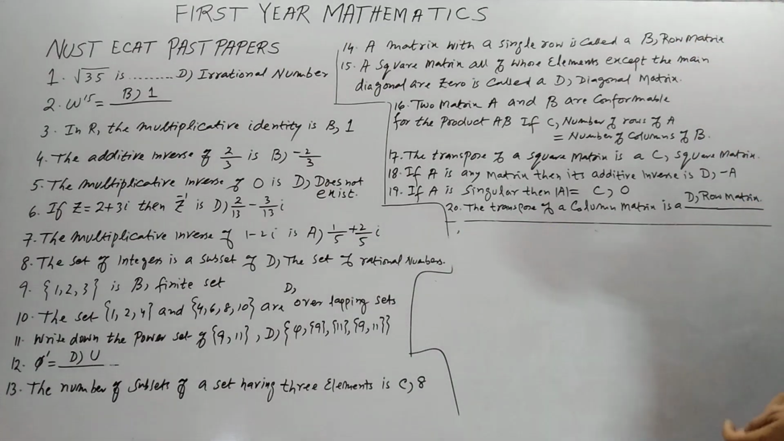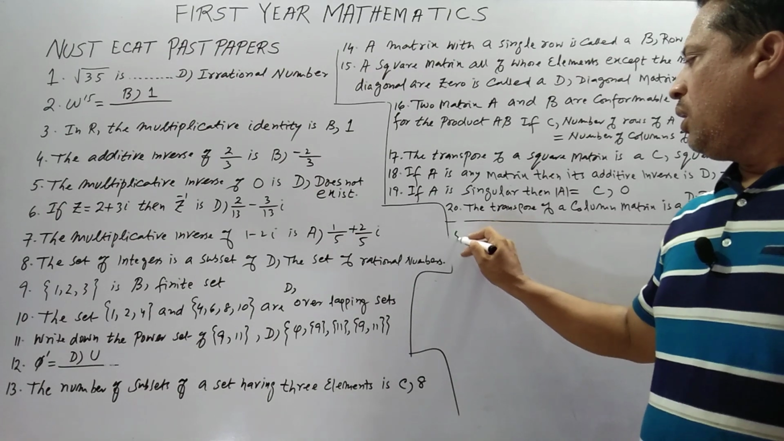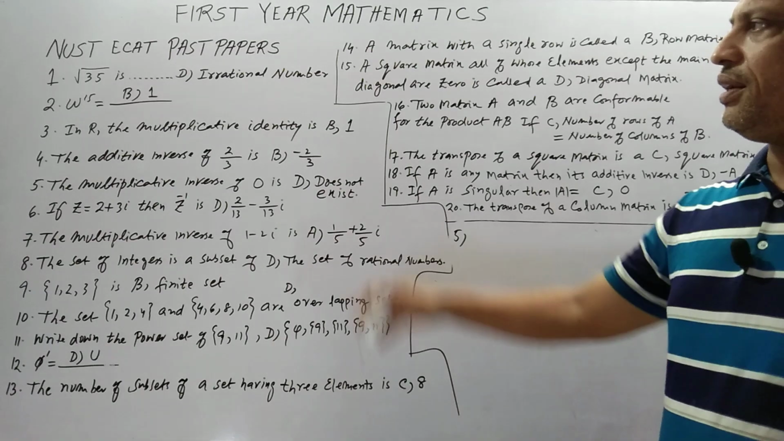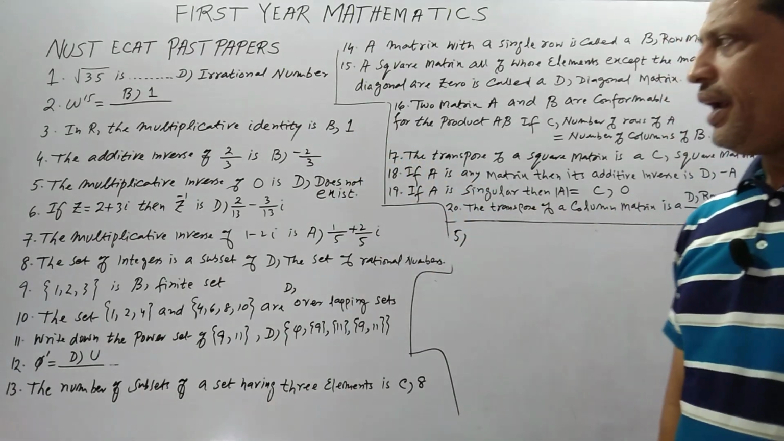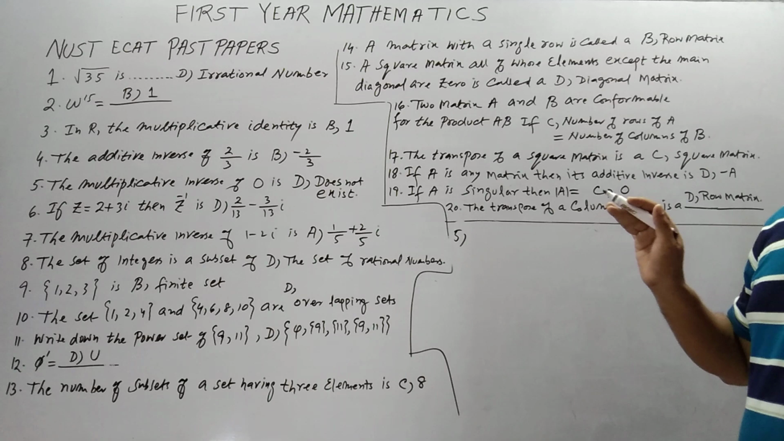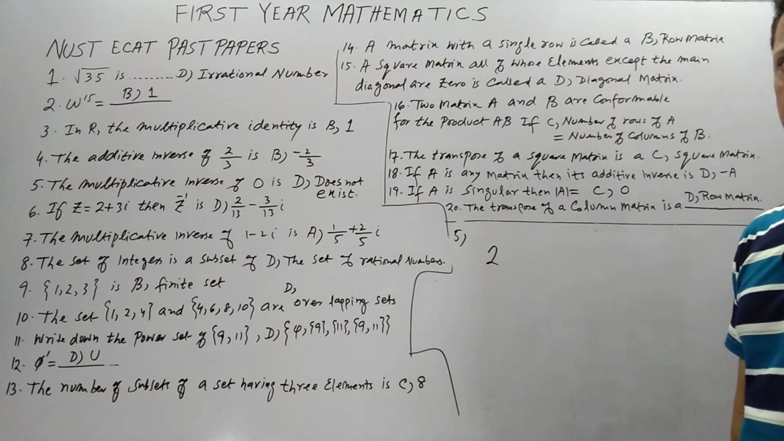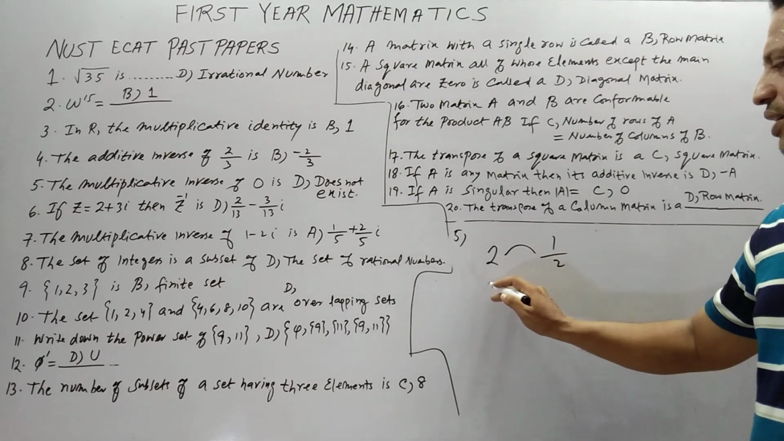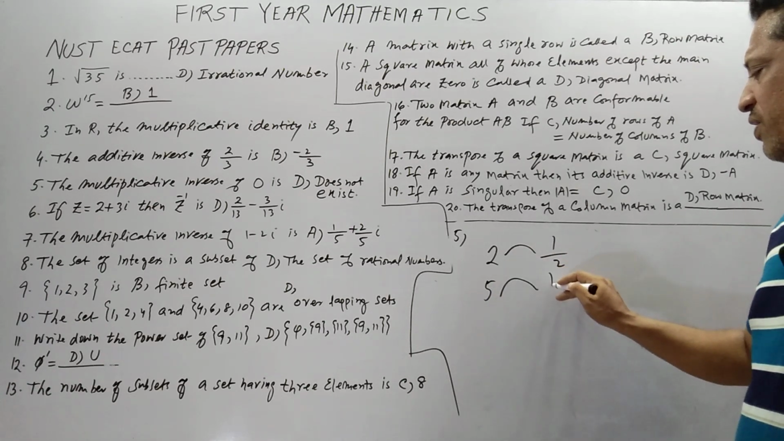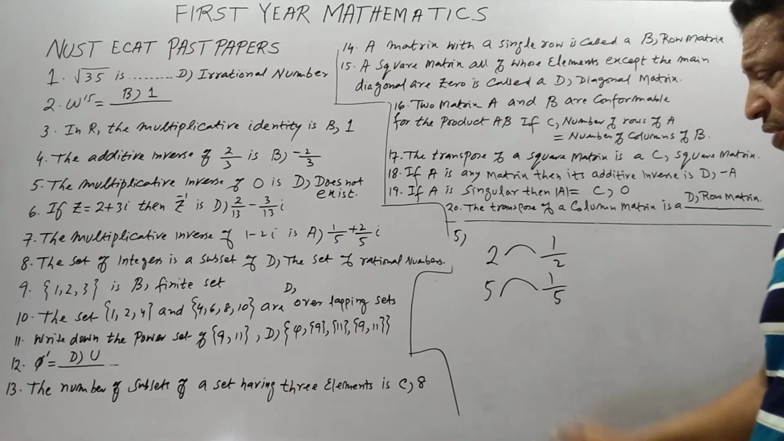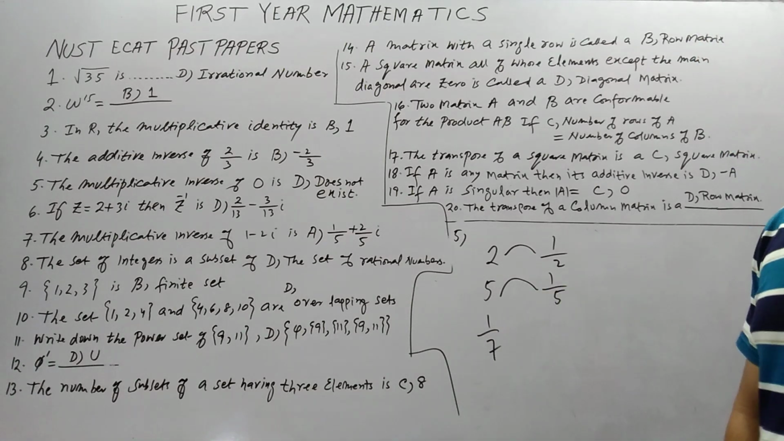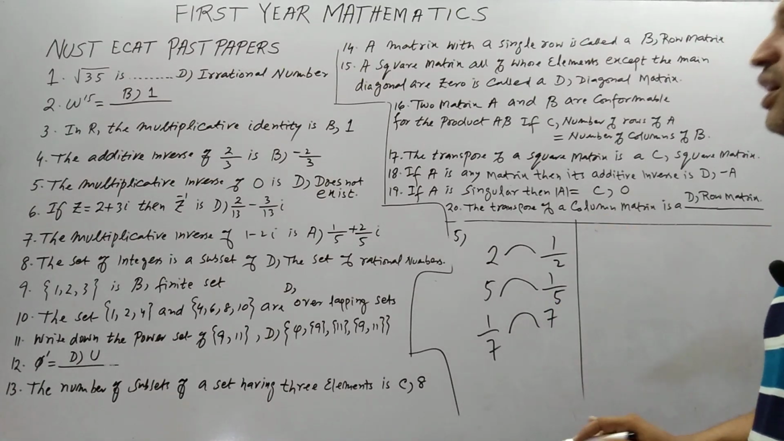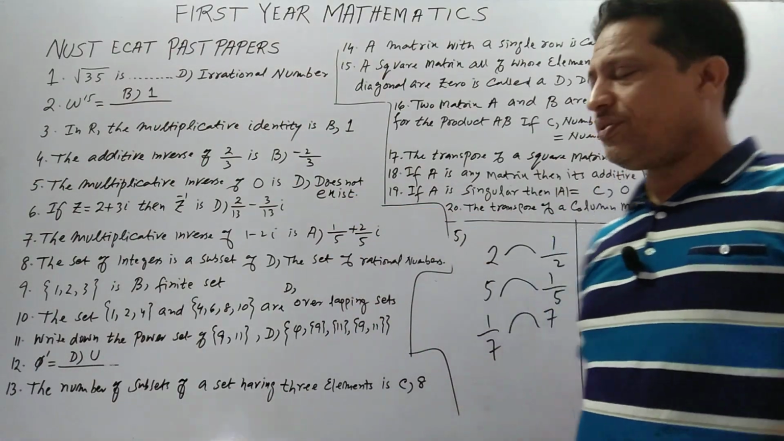question number 5. The multiplicative inverse of 0. What I told you in question number 3: the multiplicative inverse of any number. For example, if we have a number 2, its multiplicative inverse is 1 upon 2. If we have the number 5, the multiplicative inverse is the reciprocal of 5. If we have 1 upon 7, the multiplicative inverse of 1 upon 7 is just 7. But in this question, we are given 0.